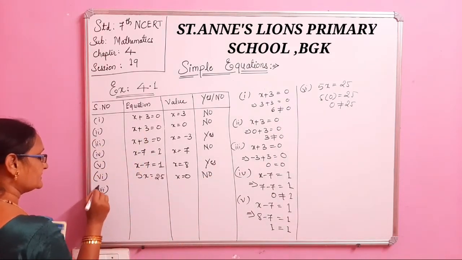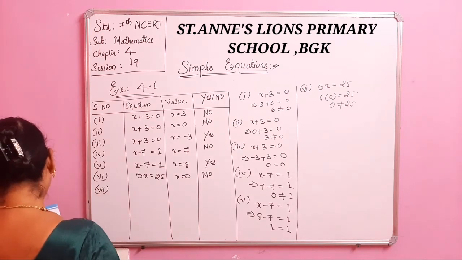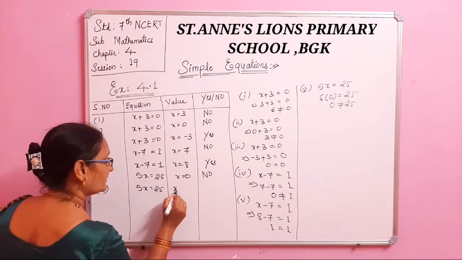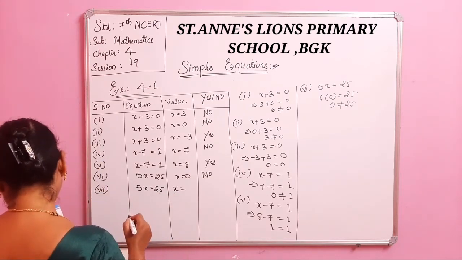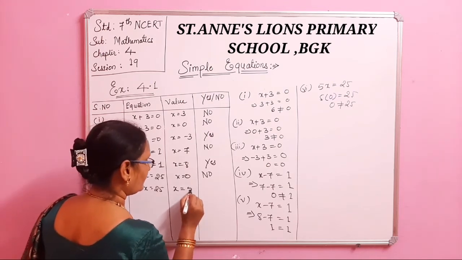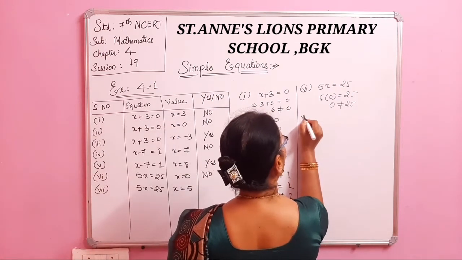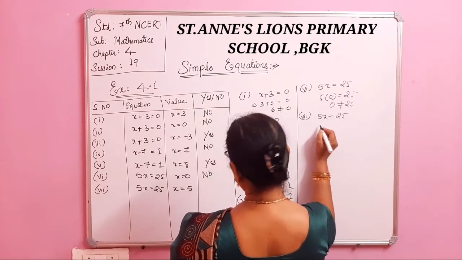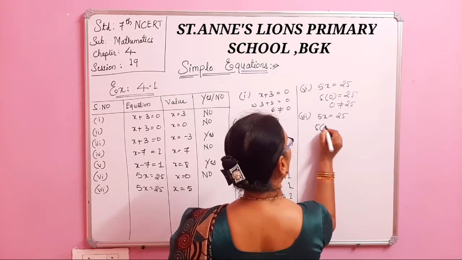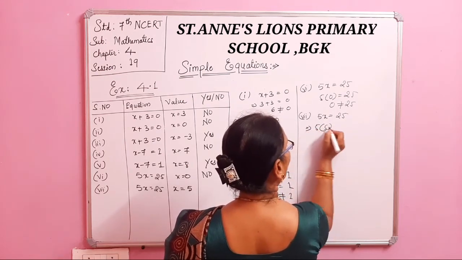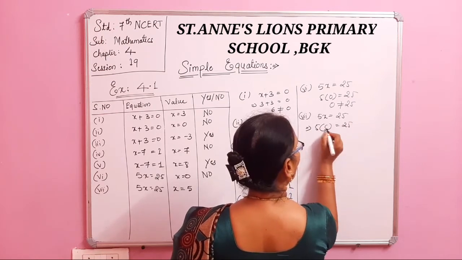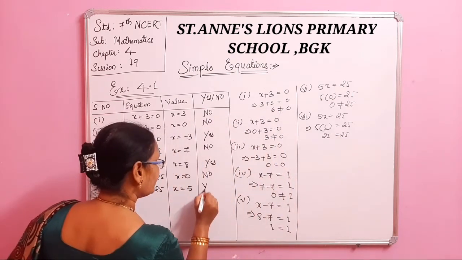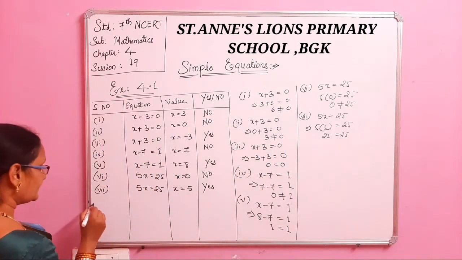The next one, that is the seventh one. 5x equal to 25. Same equation, different value. What is the x value? The x value is 5. x equal to 5. The equation, seventh one, is 5x equal to 25. Then 5 into bracket 5. Why 5 here? The x value is 5, they have given. Now 5 fives are 25, equal to 25. LHS equal to RHS. Yes, this value is satisfied.